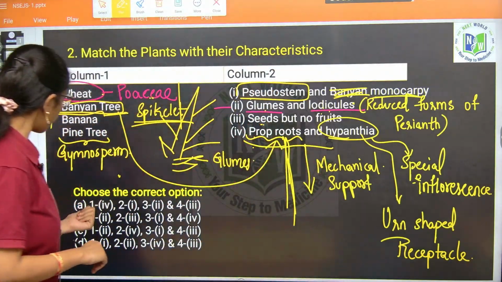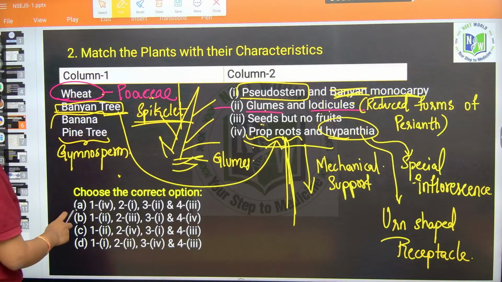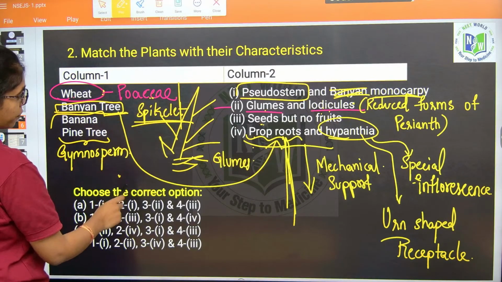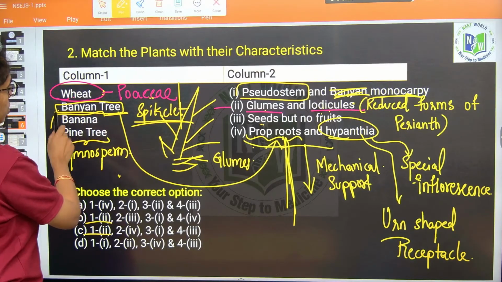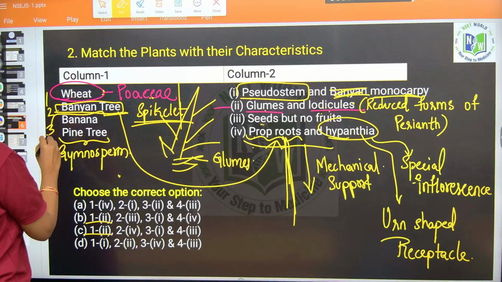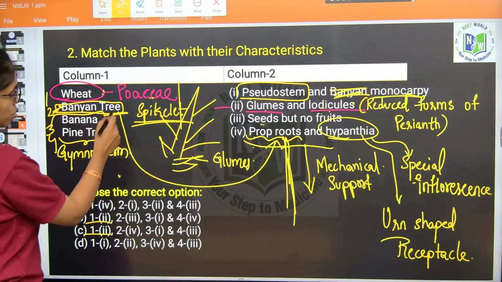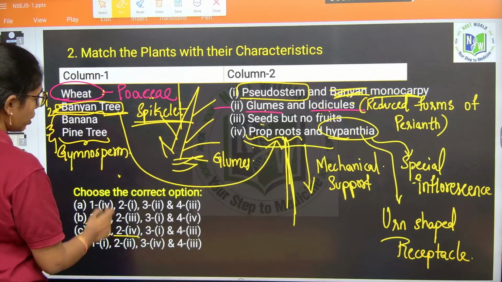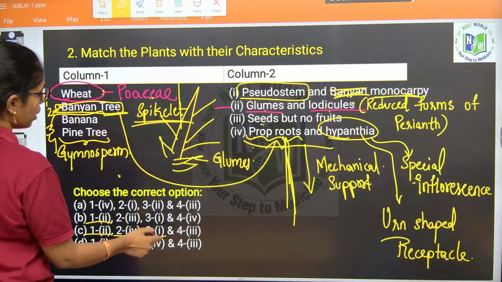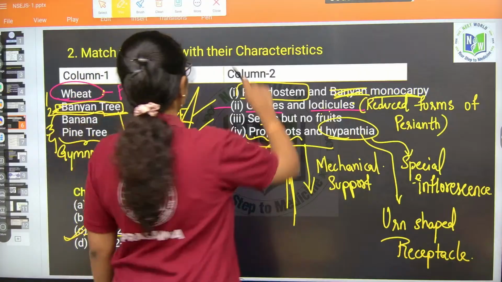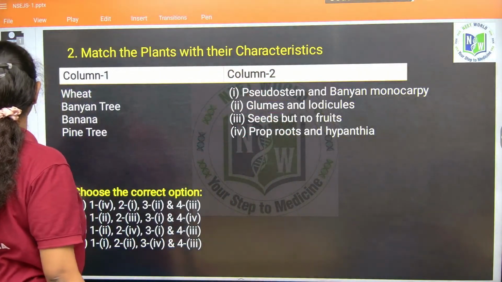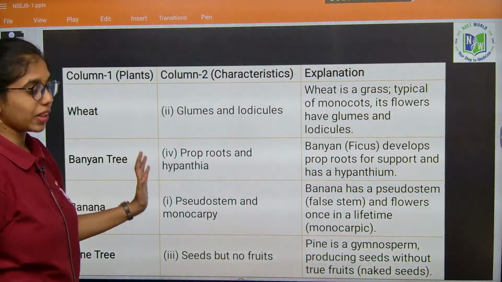Clear, right? So here what option do we have to choose? One is 2, then banyan tree, 1, 2, 3, 4. Banyan tree, which is 2, is option 4, then 3 is 1 and 4 is 3. Option C is the right answer. Next, here I have tabulated the complete explanation.